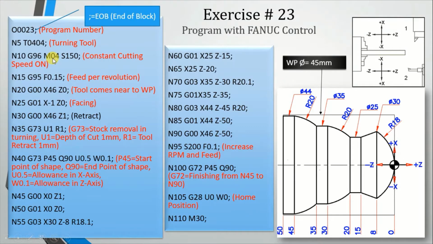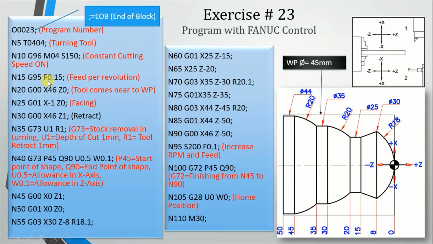M04 is start spindle counterclockwise. When we write here S150 with G96, it means this is the cutting speed. Now the machine will calculate RPM automatically. It means when the tool goes up, the RPM will automatically be slow, and when it comes down it will automatically be more, and here constant, and again when it goes up the RPM will be slow, and here constant, again slow, something like this. So the advantage is that our surface everywhere will be the same.